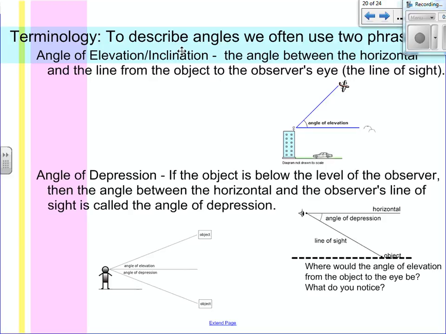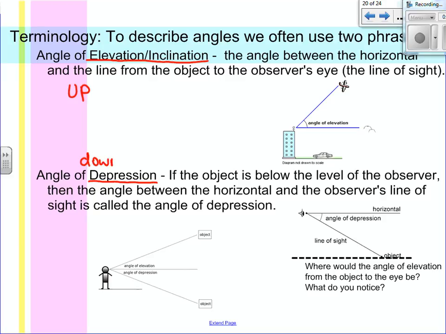Alright, this is the only part of the lesson that's really new. What we want to look at is 2 terms. We want to look at angle of elevation, also called angle of inclination, and angle of depression. These are 2 different types of things we work with. They're pretty similar. When we think of the word elevate or incline, we think that it must go up. And when we think of the word depress, we think it must mean down.